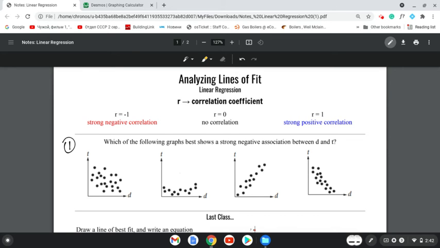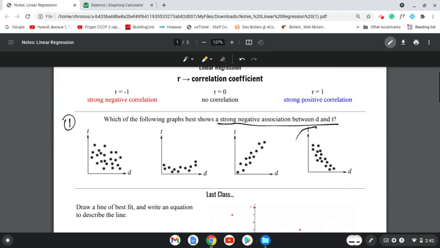Look what they're asking us. Which of the following graphs best shows a strong negative association between the variables d and t? So they ask us to find the scatter plot that is best described by a strong negative correlation between the two variables. And just looking at them, you know that the fourth option is the one we're looking for. So if you picture the line of best fit, this is the line with negative slope and a strong negative correlation, R close to -1, right? That's what determines a strong negative association.